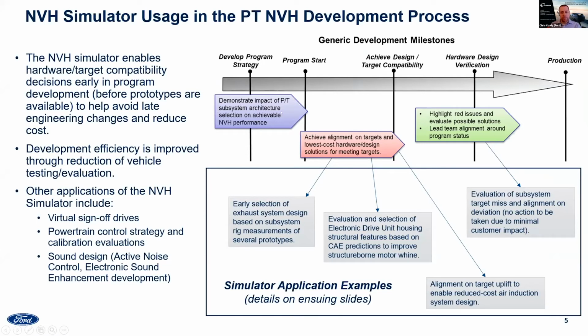Where we tend to focus our efforts at Powertrain NVH at Ford is in this phase after the program officially kicks off, as we're trying to align on targets and lock in designs to meet those targets. There's a lot of opportunity to use the simulator to help make these decisions early on. And in the ensuing slides, I'm going to cover several examples in detail. So I'm not going to read through all the text in these boxes here. We'll talk about that in detail in just a minute. But even after prototypes become available, there's still opportunity to use the simulator to avoid having to do physical vehicle testing and evaluation.